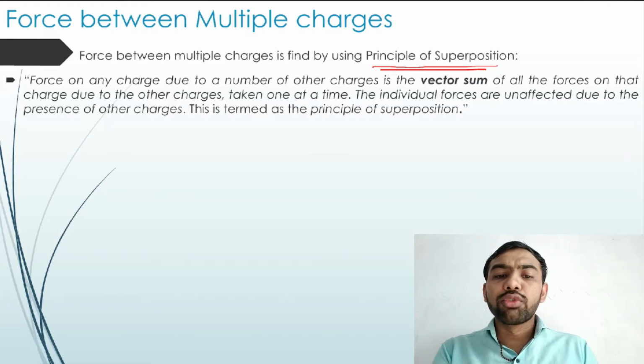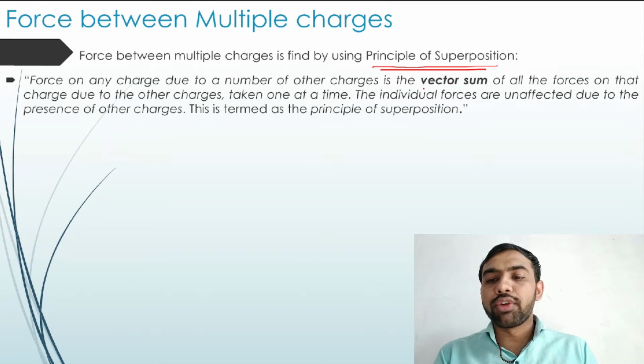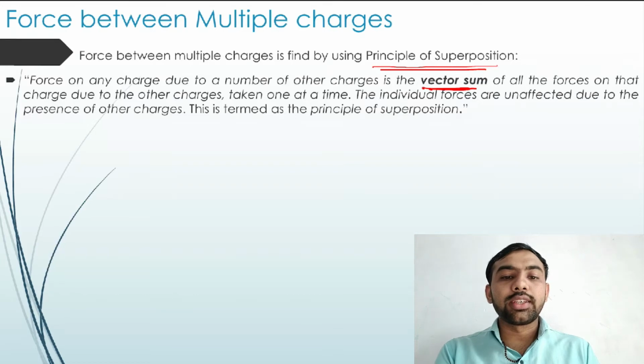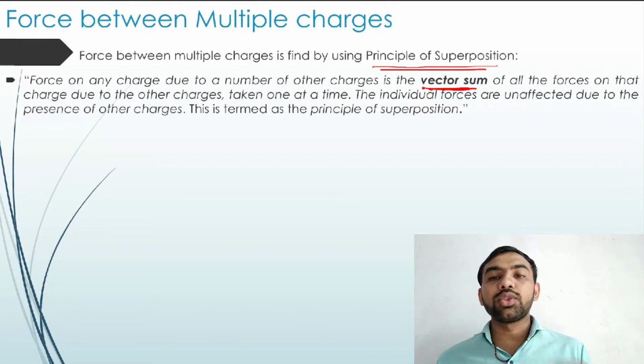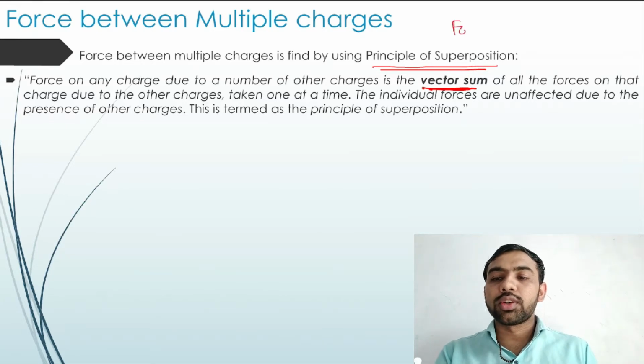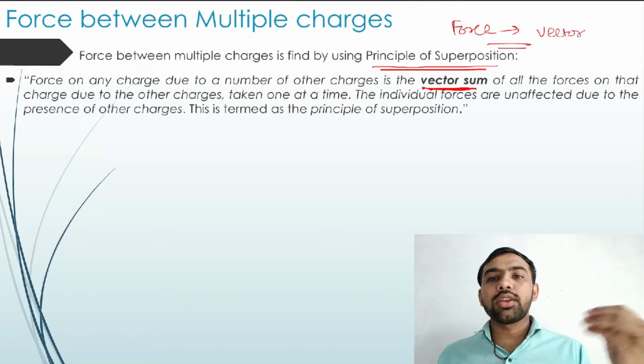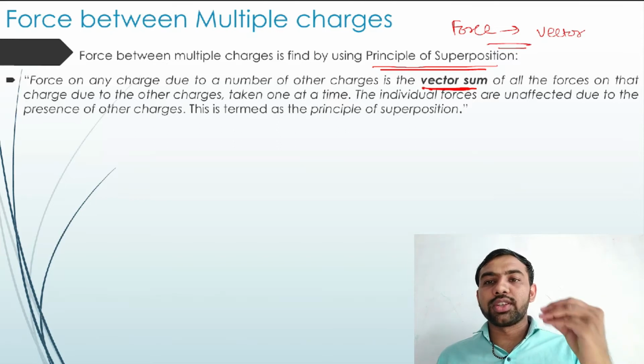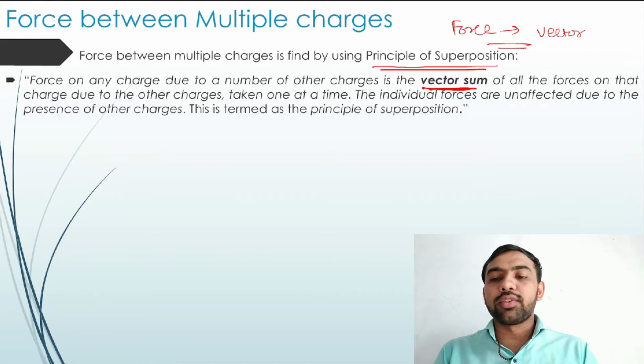Let's see. The force on any charge due to a number of charges is the vector sum of all the forces on that charge due to the other charges. Means you have to find the force using vector summation, because force is a vector quantity. So if more than two charges are present, then the force on a particular charge is found using the vector sum of these, taken one at a time.